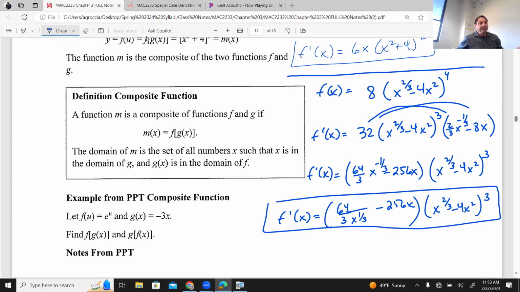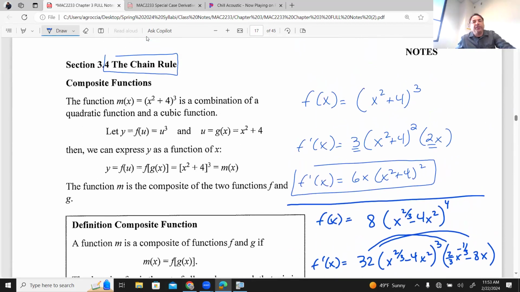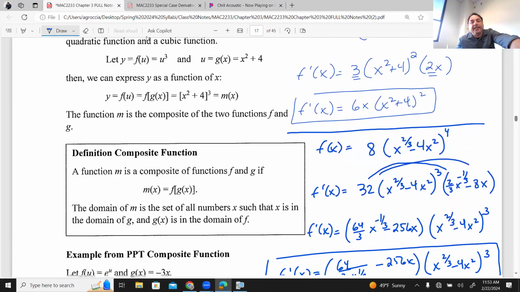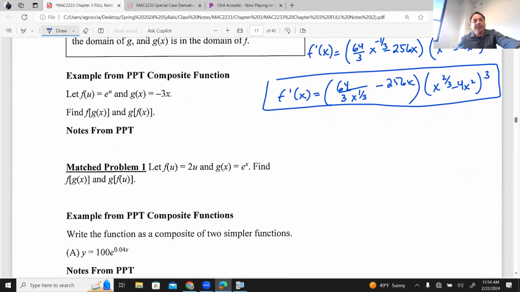Okay, so here's the deal. I cover the first one. You're like, oh, this is pretty straightforward. 3 goes to the front, inside stays the same, subtract 1, times the derivative of the inside. That cleans up nicely. Ooh, this one had a fraction, but it's the same process. But still, you need to practice and you need to be exposed to more. But I've taught the lesson. That's chain rule, nothing new. Then he gives me this problem.